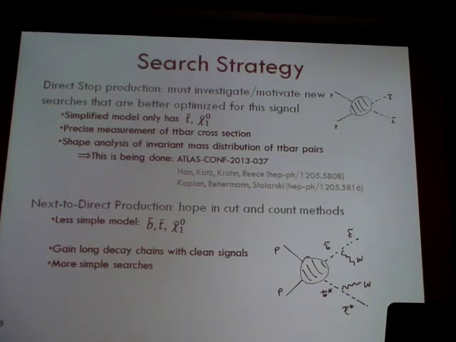And a lot of people have been talking about direct stop production searches and how to make those more efficient. A lot of these rely on more creative search strategies, like multivariate analysis, and a lot of people have been claiming that you can't get it with just cut and count methods.